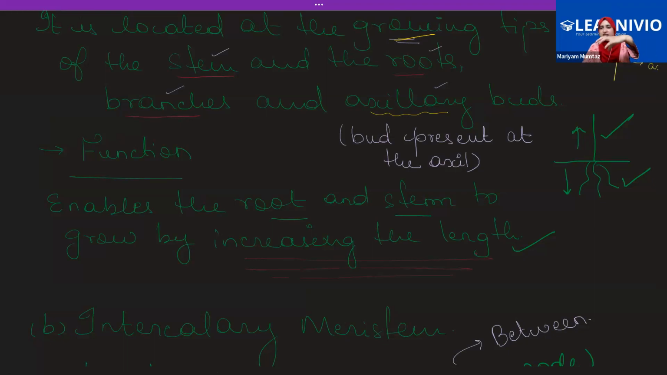If it is present in the root, it will increase the length downwards. If it is present in the shoot, it will increase it upwards. So both downward and upward growth is being increased by the apical meristem, which is basically present at the tip of the stem and tip of the root. Is it clear? Yes, ma'am. Any doubts? No, ma'am.